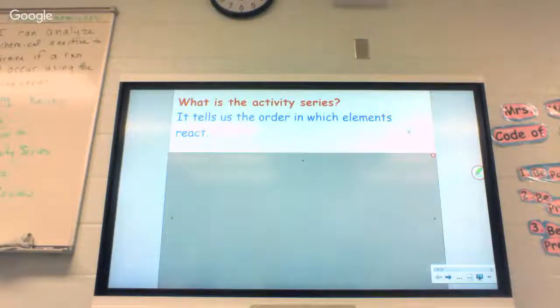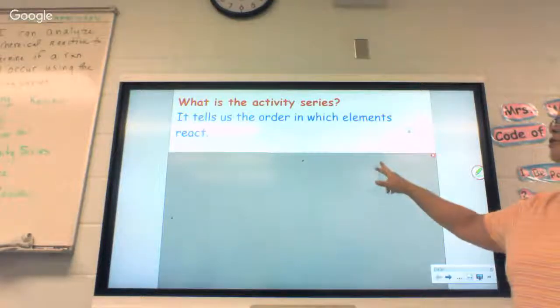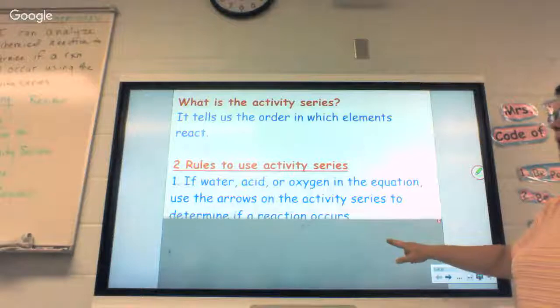Now, we've written lots of equations in the last few weeks. Do all of these reactions occur? No. I have made up lots of reactions. Not all of them occur. So the activity series is going to tell us which reactions do occur and which reactions do not occur.